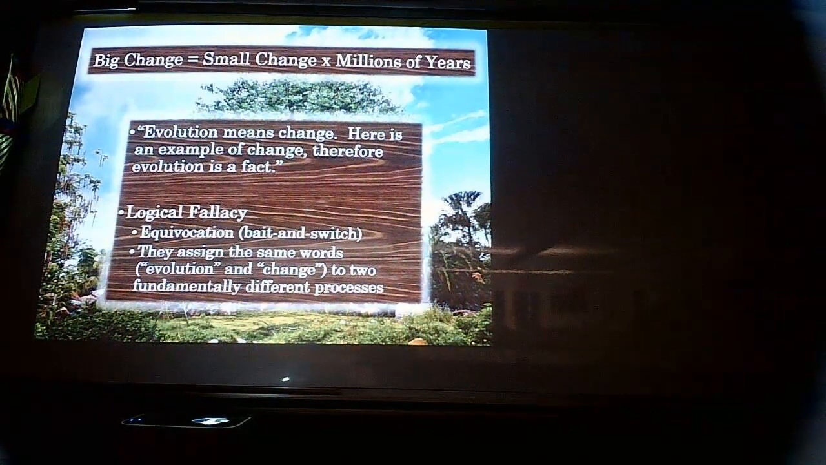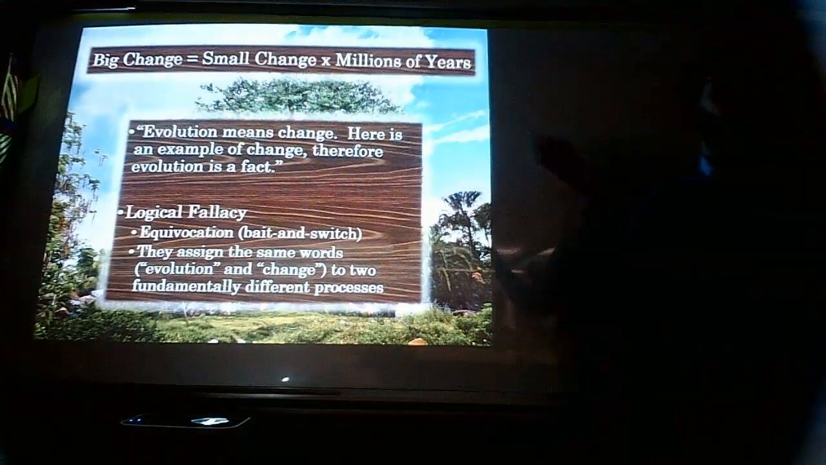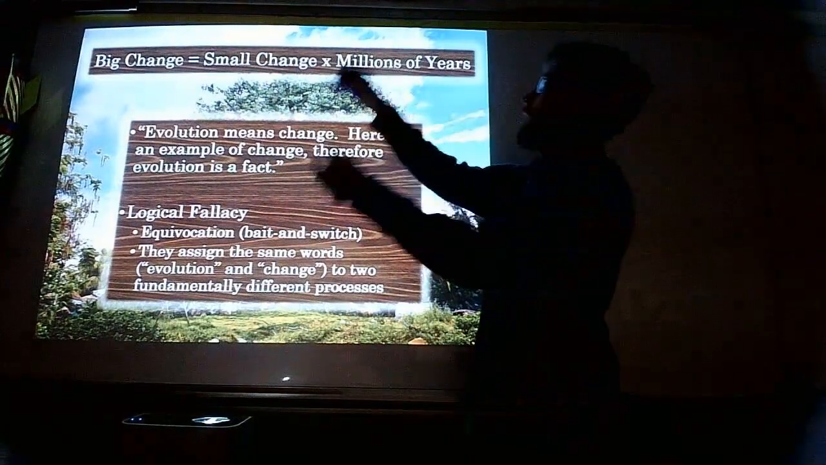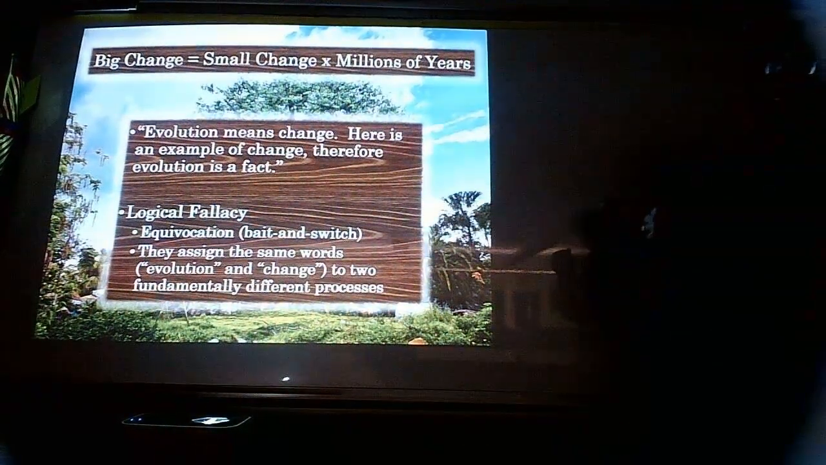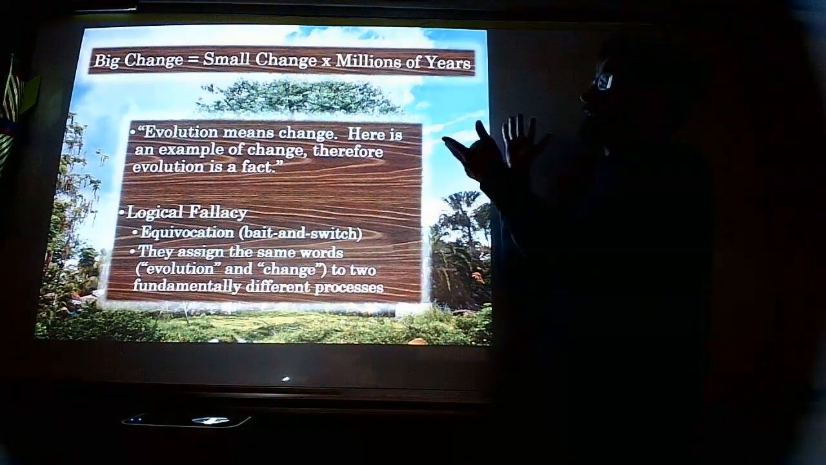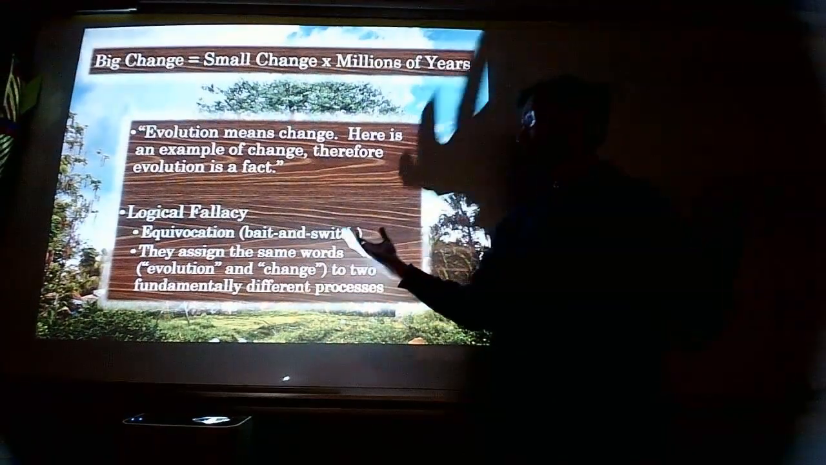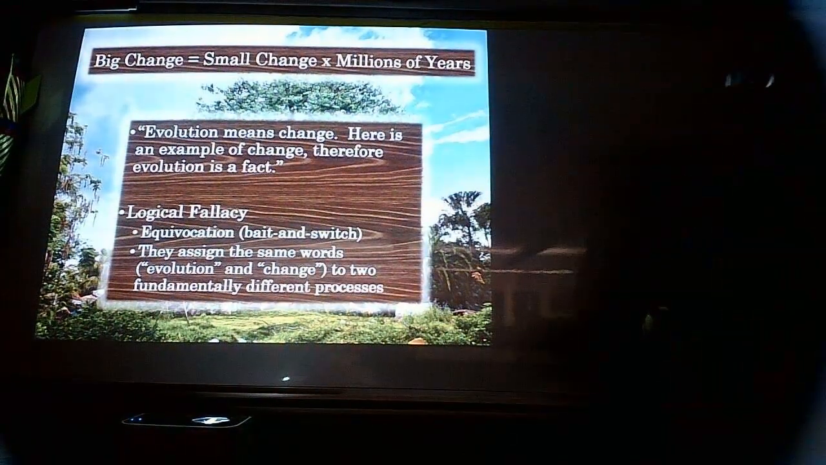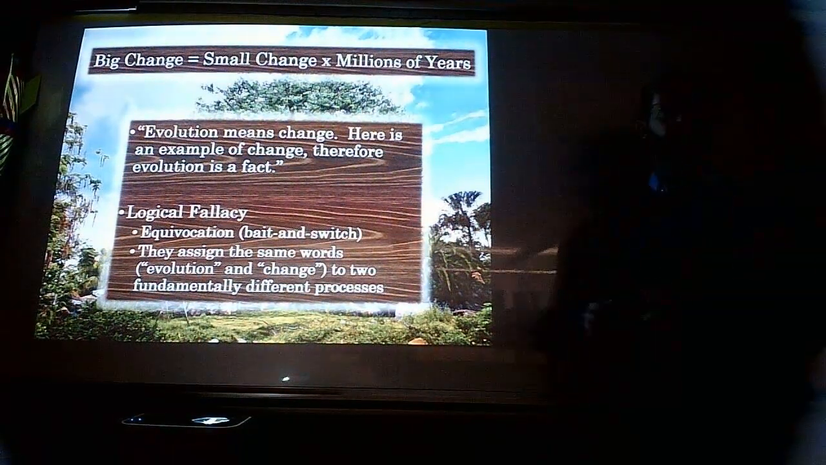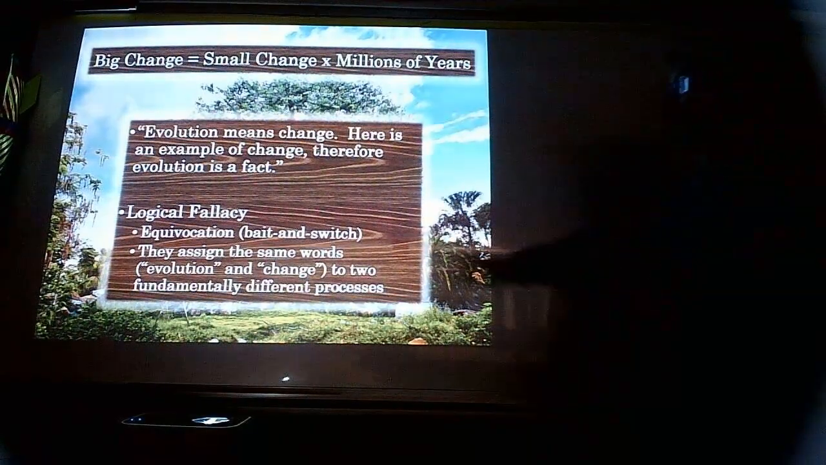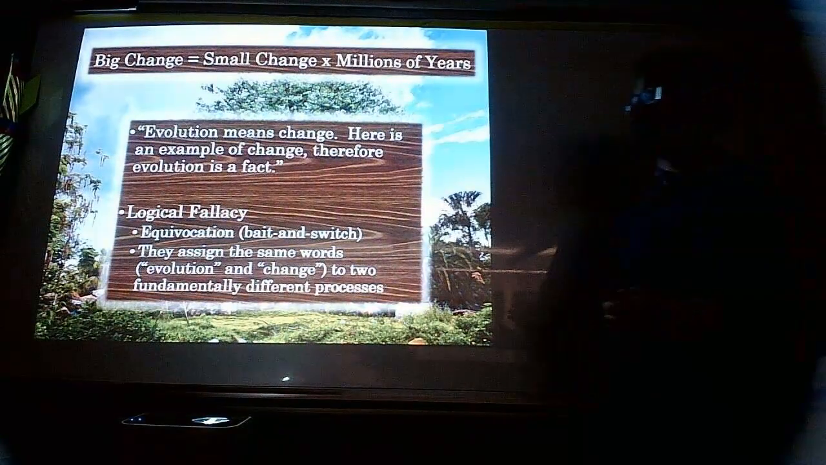Again, the main story here is that if you have a small change, like in wing size of a butterfly, and you let that happen over millions and millions of years, all these small changes are adding up, and people might think, well, over that amount of time, maybe you'll end up with some really big changes. Maybe you won't even have a butterfly at the end of that story. Maybe it'll be something completely different. And that's the idea that the scientific community likes to push. So evolution means change. Here is an example of change. Therefore, evolution is a fact.